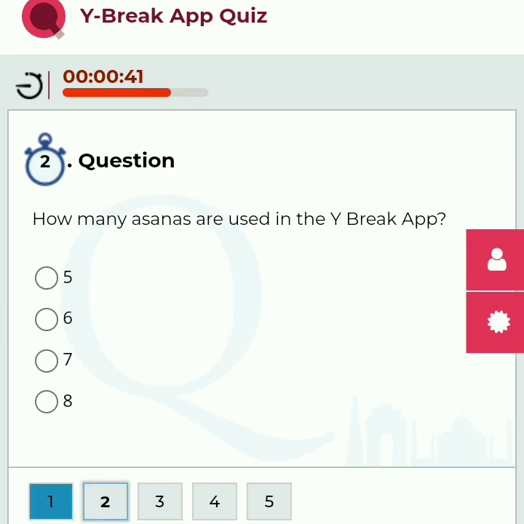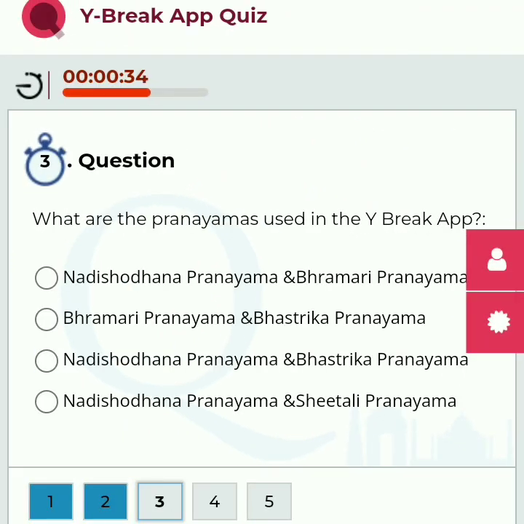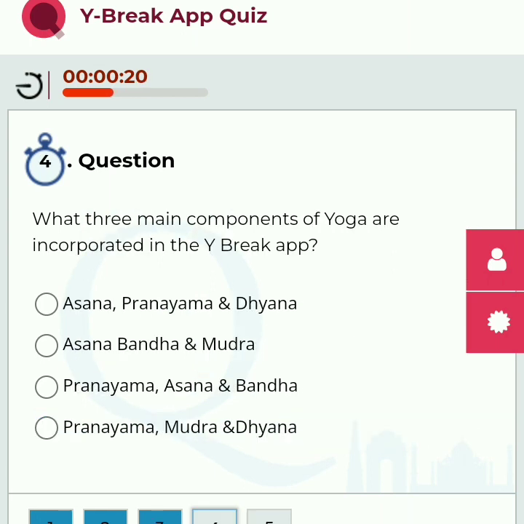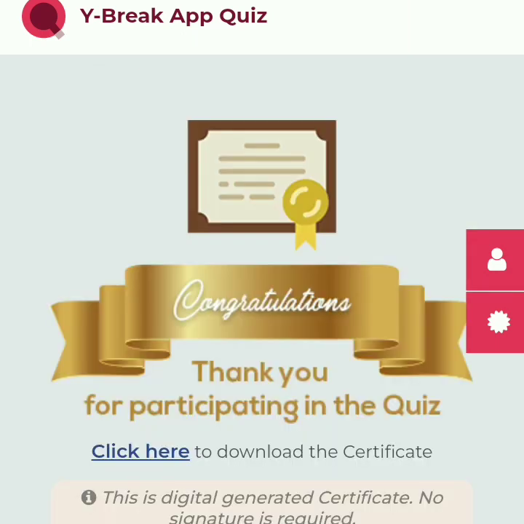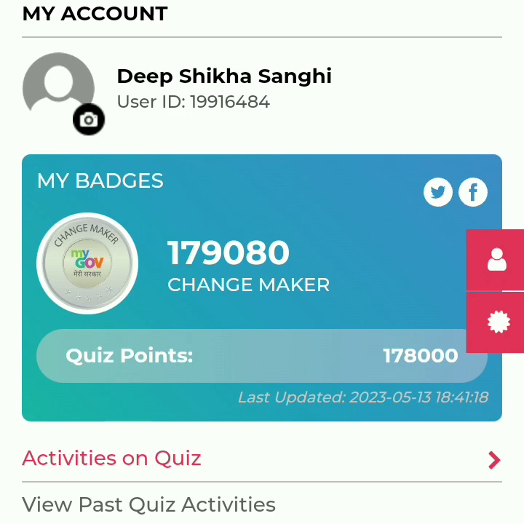How many asanas are used? What are the pranayamas used in the Y-Break app? Nadi Shodhana Pranayama and Bhramari Pranayama and Bhastrika Pranayama. What three main components of yoga are incorporated in the Y-Break app? Which of the following asana is the trunk twisting posture used in the Y-Break app? Certificate.